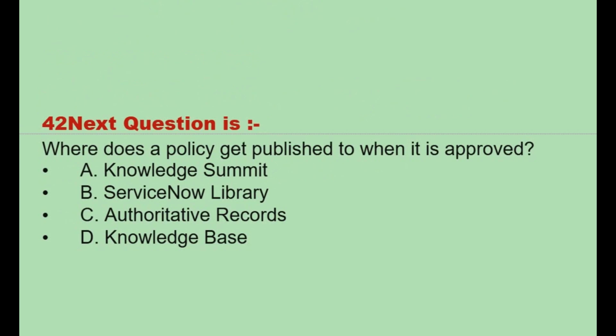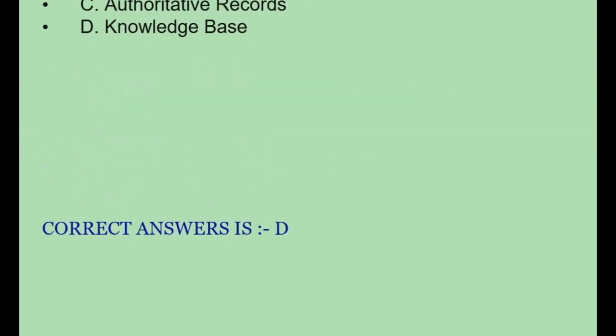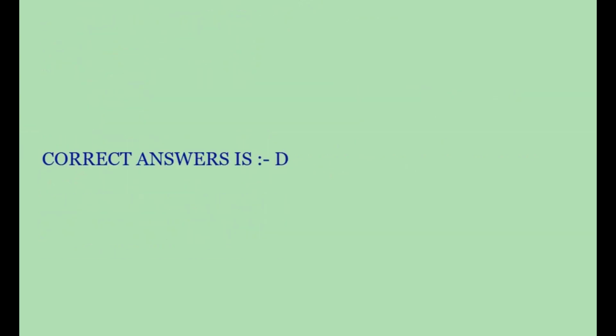Question is, where does a policy get published to when it is approved? Option A, Knowledge Summit. Option B, ServiceNow Library. Option C, Authoritative Records. Option D, Knowledge Base. Correct answer is option D.